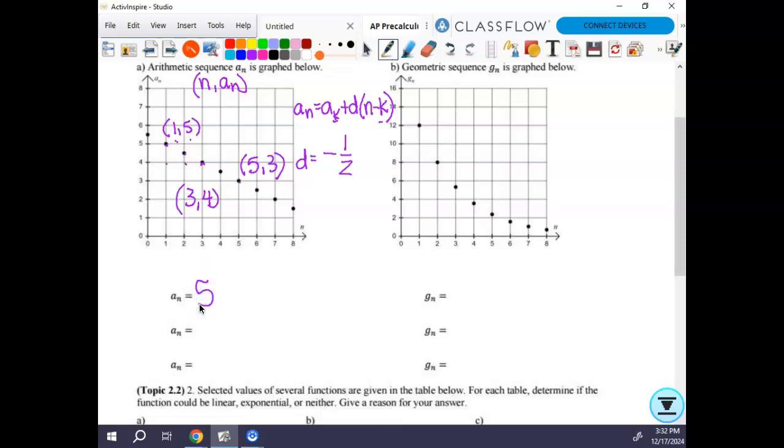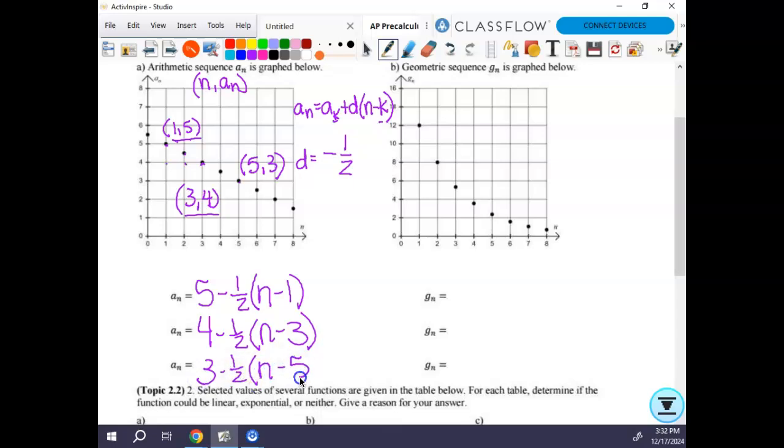5, and then I can do plus, but it's really a negative. So negative 1/2, that's your d, times n minus the k, which is 1. I got those from here. Then 4 minus 1/2 times n minus 3. Got those from right here. And then 3 minus 1/2 times n minus 5. Those are just the 3 that I happen to pick, but again, you could pick other ones.